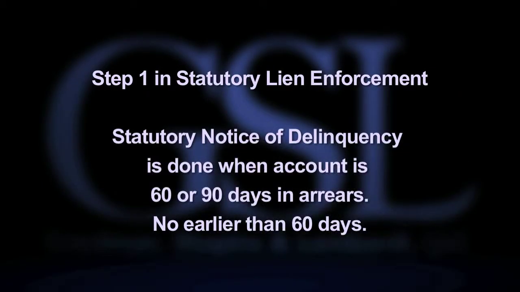In Massachusetts, the first step in commencing statutory lien enforcement proceedings is to send the unit owner a statutory notice of delinquency. This is typically done when the unit account is either 60 or 90 days in arrears, but in no event earlier than 60 days.